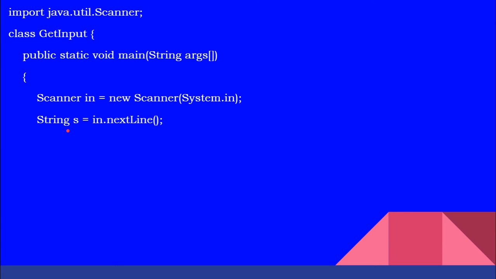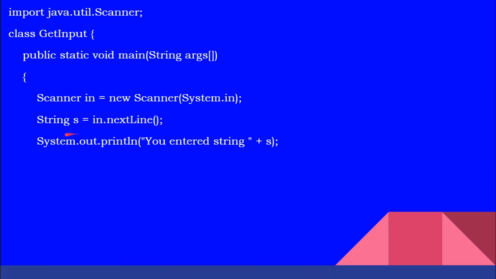So three different inputs. First one is string. We are defining the string as s. String is the type and s is the variable name, equal to in.nextLine. This means this line will get the input through this in object. So this is the Scanner class and this is the in object. From this in object, the system gets the value from the user using the nextLine function.